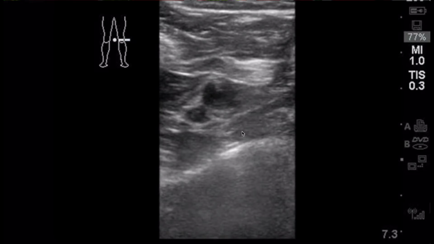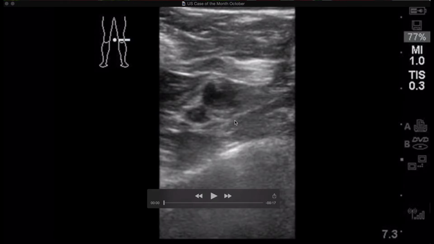In the first part of this clip, the person performing the ultrasound is evaluating the popliteal vein. The popliteal vein is right here, and you can see even before you try to compress on the vein that there's echogenic material in the lumen, which is a clot.